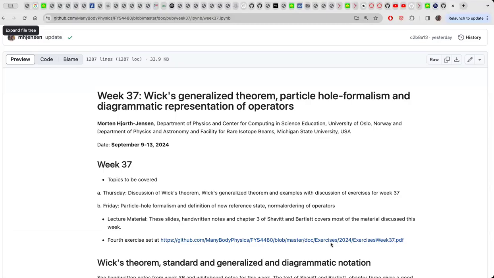So welcome back. The topic this week is a continued discussion of Wick's theorem, which we discussed last week, with examples. This is something which takes some time to build up an intuition about. And one of the other things which I wanted to do is to discuss parts of the exercises this week. There is a reason for that, actually many reasons.